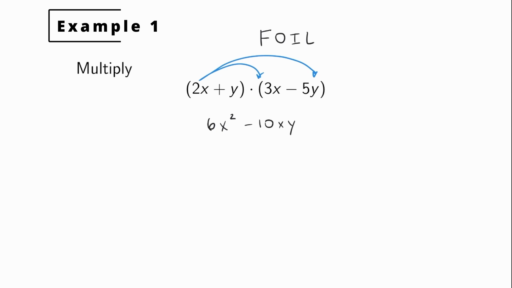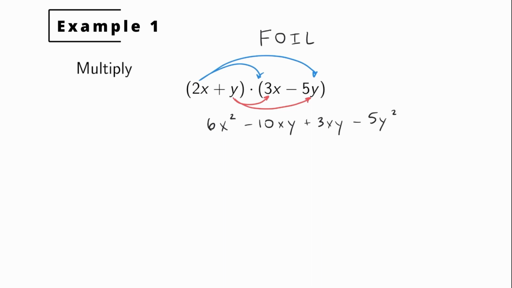times y. And now we do the inner terms. Y times 3x is going to give us positive 3xy. And then finally, we do the last terms. Y times negative 5y gives us negative 5y squared.